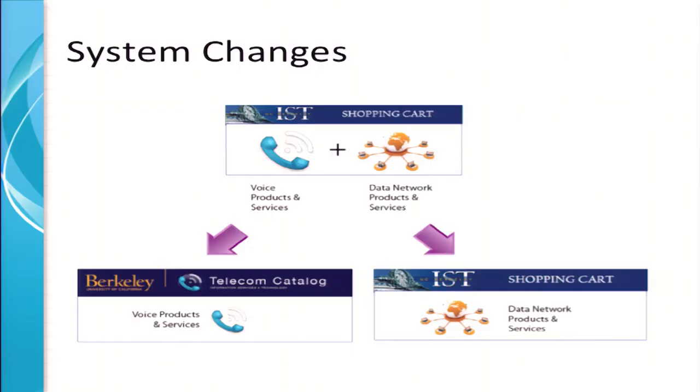The next slide is currently what the shopping cart is today. You have the voice products and also the data services all in one shopping cart as you know it today. Our goal, to make it simpler and better, implementing your feedback, is to put all of them in one system going forward, but it's not completely built out yet. So for now, we're going to separate the voice products and services into one shopping cart, and that is going to be called Telecom Catalog. Behind me, you see the Telecom Catalog with the telephone logo there. And on your right is the current IST shopping cart where you will continue to place your data orders until a future time where we've built it and can put all the voice products and data services into one shopping cart. So that's coming sometime in the future.